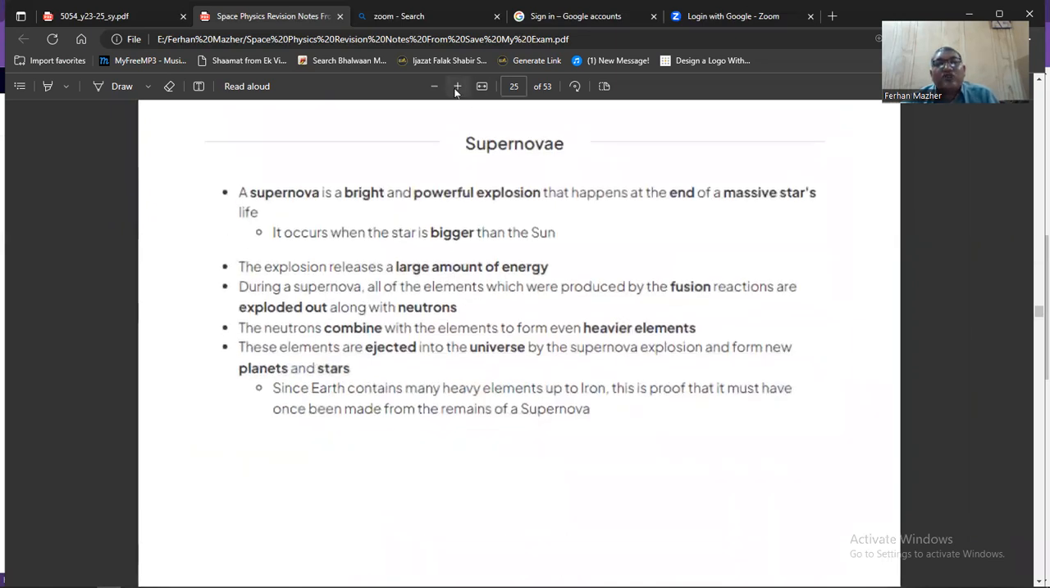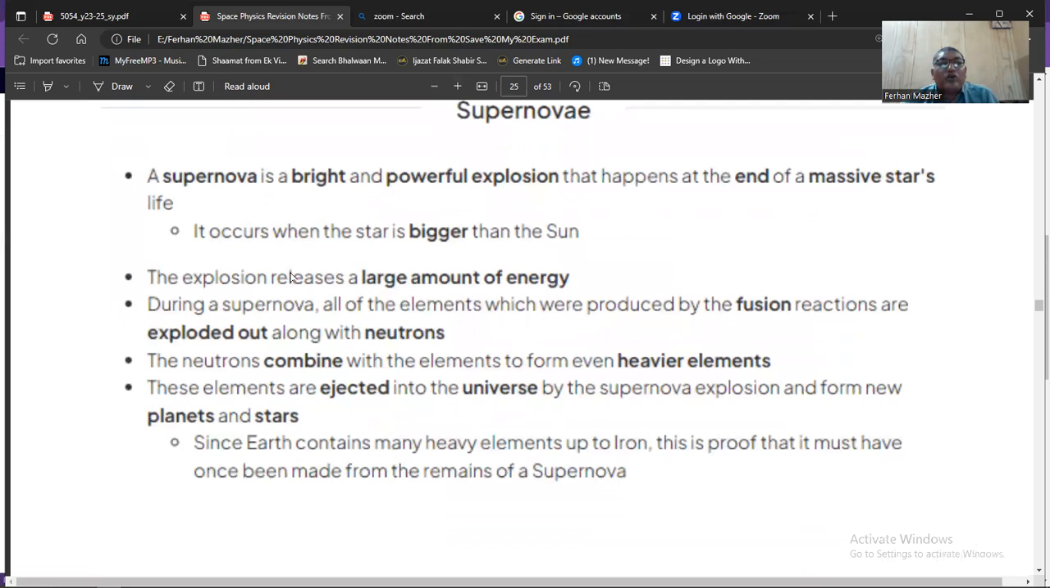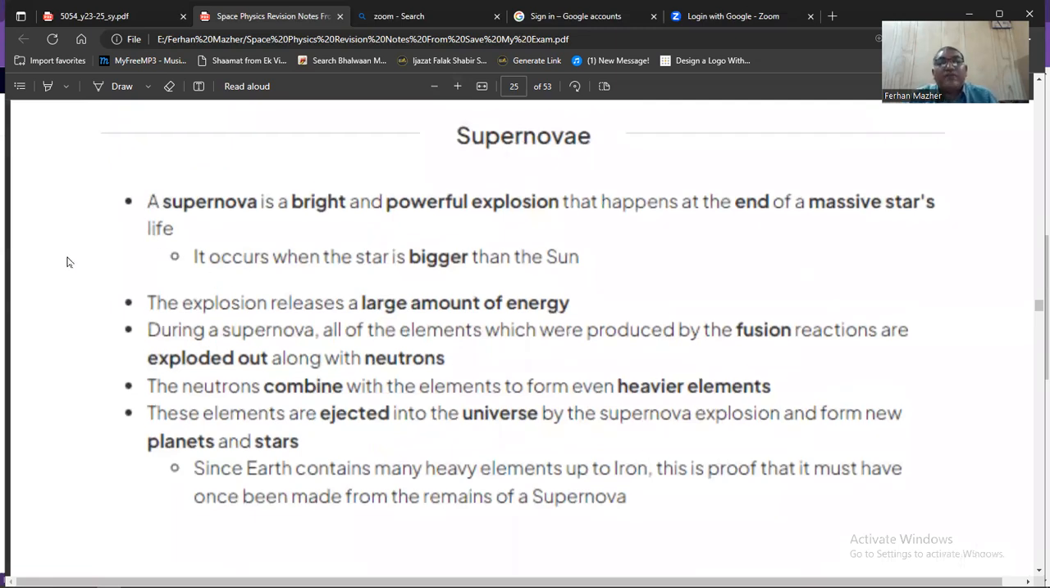So here we have the supernova. A supernova is a bright and powerful explosion that happens at the end of a massive star's life. It occurs when the star is bigger than the sun. The explosion releases a large amount of energy. During a supernova, all of the elements which were produced by the fusion reaction are exploded out along with neutrons. The neutrons combine with the elements to form even heavier elements.